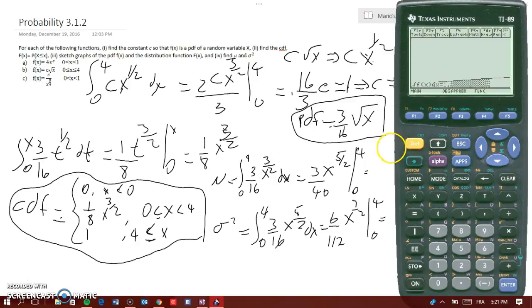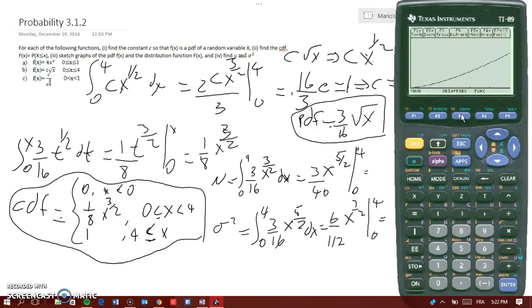Now let's graph the CDF. I'll just erase that part right here. The CDF will be the same thing. I'm going to graph the 1/8 basically. So 1/8 will be 0.125 times x to the power of 3 halves, so x to the power of 1.5, and click OK. Then I would click on graph just to see how it looks.